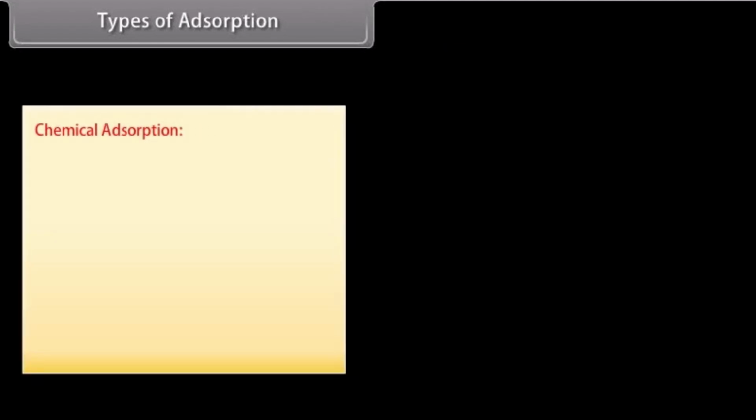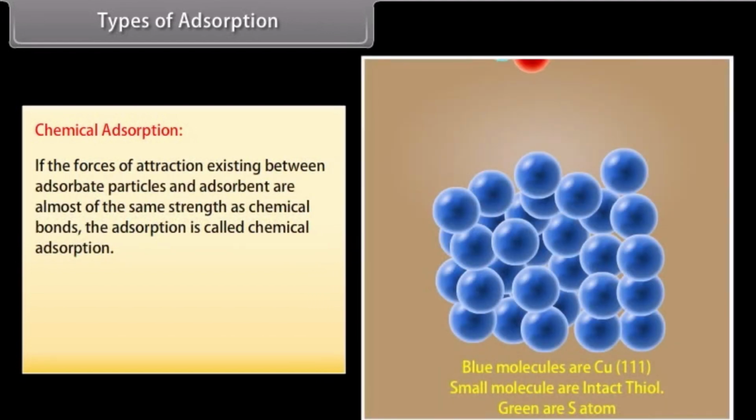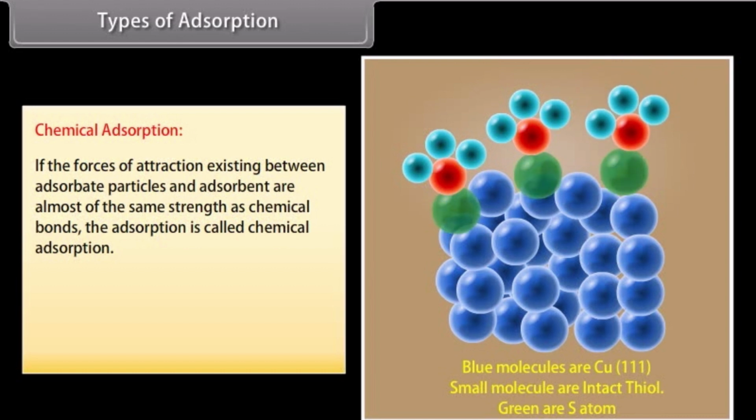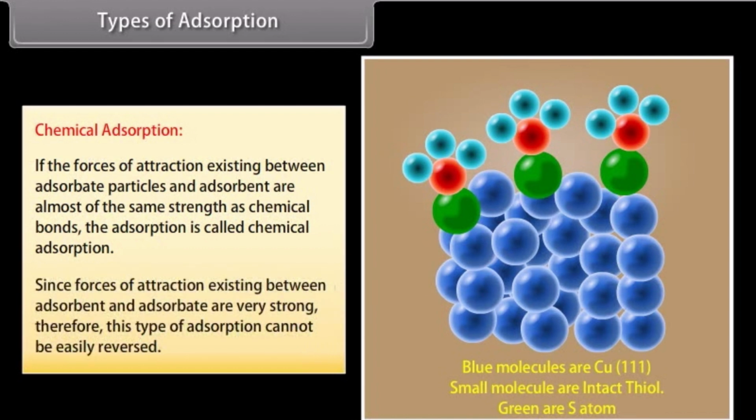Chemical adsorption. If the forces of attraction existing between adsorbate particles and adsorbent are almost of the same strength as chemical bonds, the adsorption is called chemical adsorption. Since these forces of attraction are very strong, this type of adsorption cannot be easily reversed.